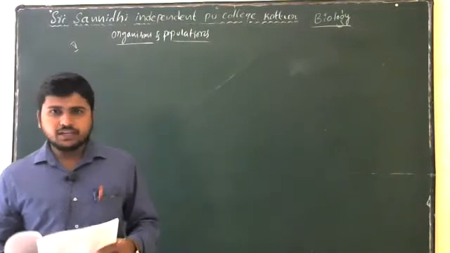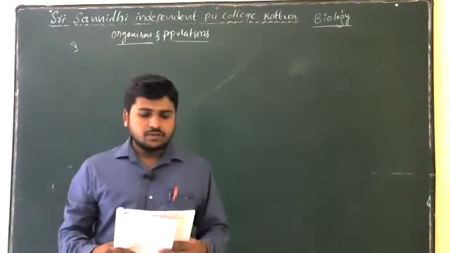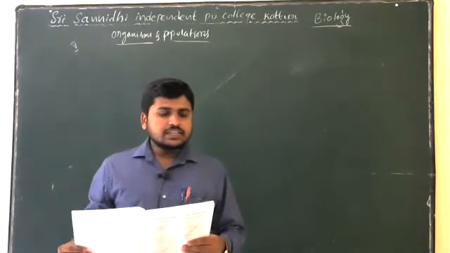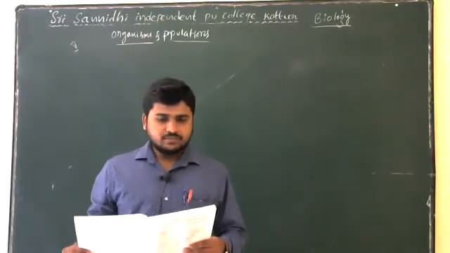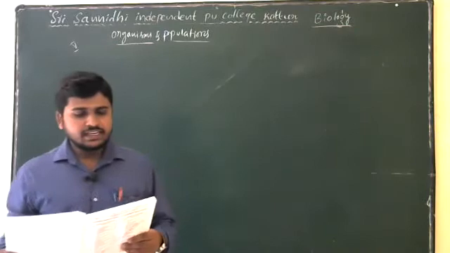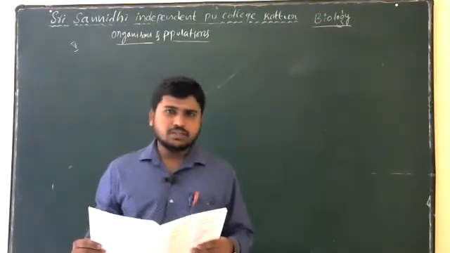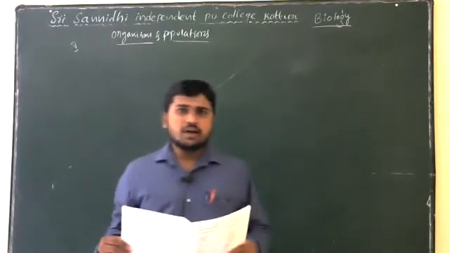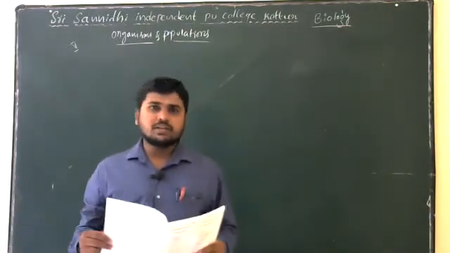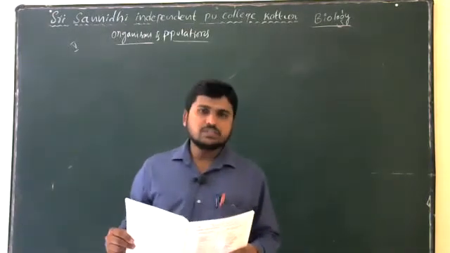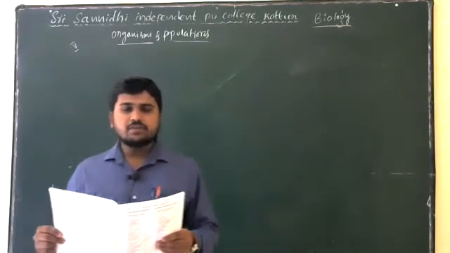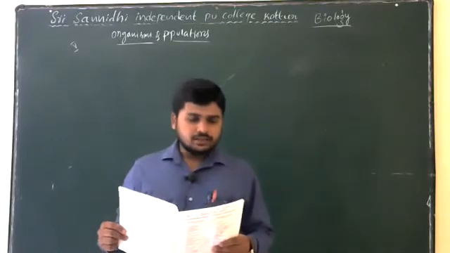In the chapter Organisms and Populations, in 2014 they have asked some questions. Look at 2014: the success of mammals on earth is largely because they are able to survive on earth very largely compared to other organisms. What is the reason why mammals are surviving so largely on the earth?